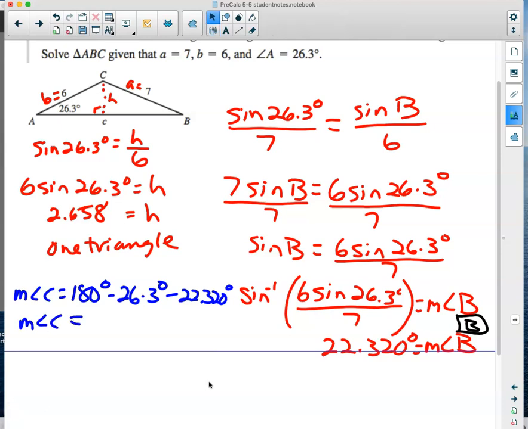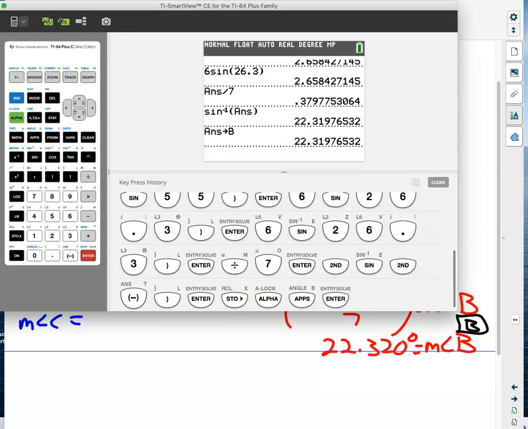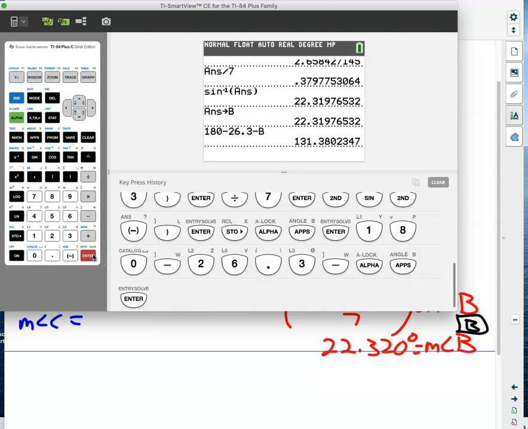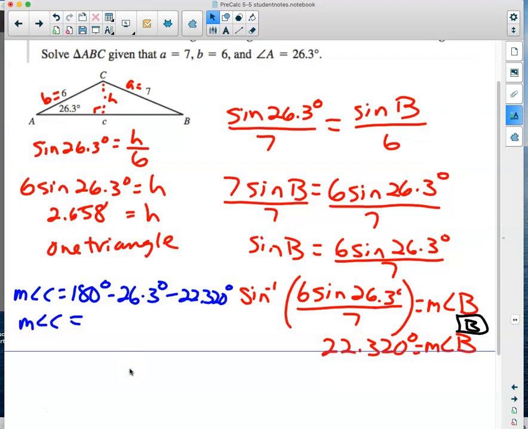So we need 180 minus 26.3 minus that stored angle that we have in here. So we'll do minus alpha B. And the calculator takes that nasty decimal that we had and puts it right in there for us. Enter. 131.380 degrees.